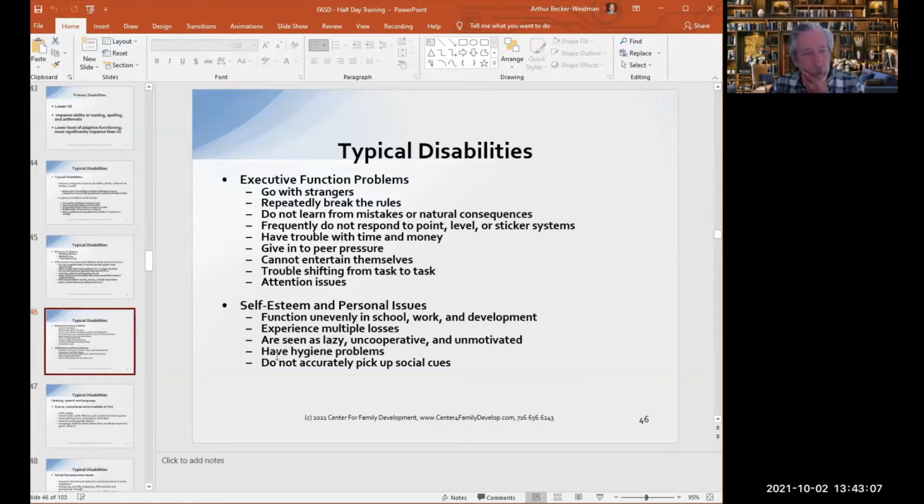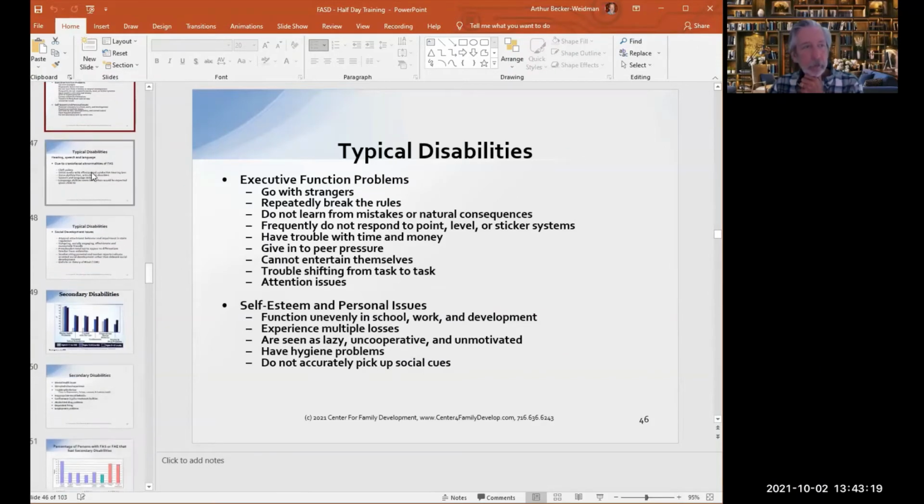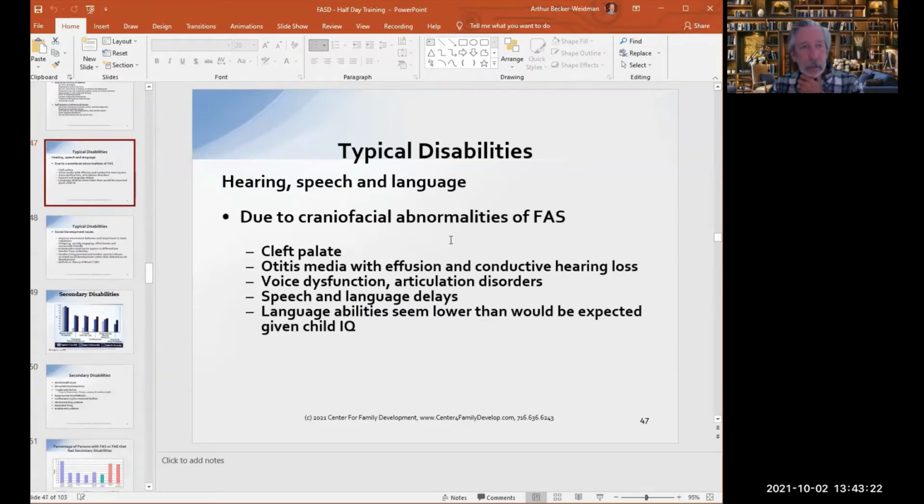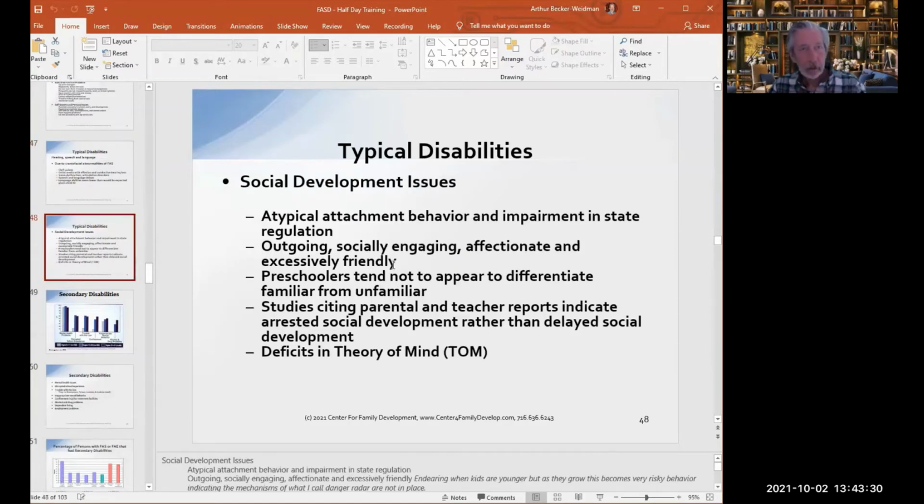Okay, so those are some different areas. That's why they may seem lazy, uncooperative. So anyway, these are all difficulties that you may see. Speech and language. I'm not going to go over the craniofacial malformations. Let's see. We've covered most of this. Oh, theory of mind.